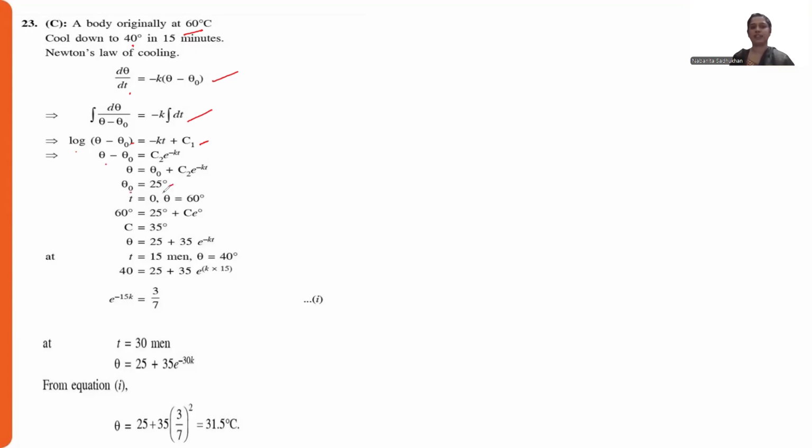So you have theta naught is equal to 25 degrees. Now you have t equal to 0 and theta is equal to 60 degrees. So 60 degrees can be written as 25 degrees plus c e to the power naught. C is 35 degrees. So theta can be written as 25 plus 35 e to the power minus kt. So from solving, we get the value of theta. So from there, we can say that option C is going to be the correct option, right?